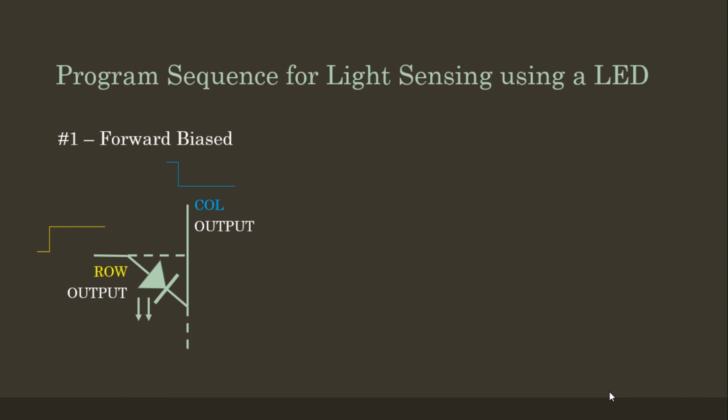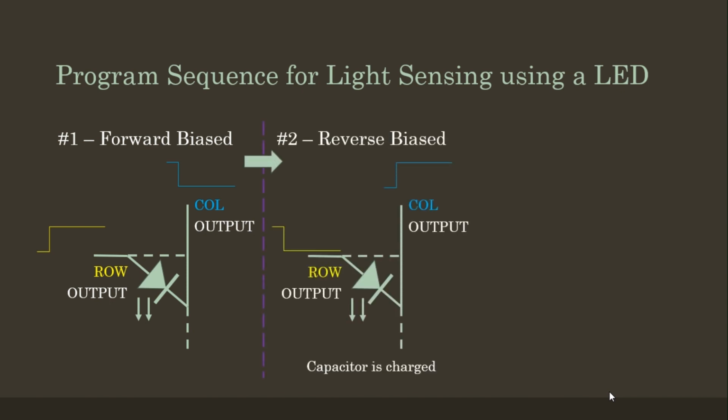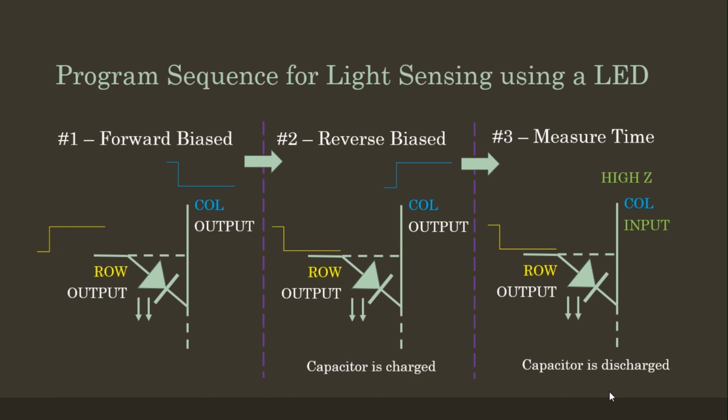First, the I/O port signals connected to the rows or columns are set as output. A logic high is driven to the respective row signals and a logic low is driven to the respective column signal. The LEDs are forward biased. Next step is to drive the row signals low and column signals high to turn the LED reverse biased. In this phase, the parasitic capacitance will get charged.